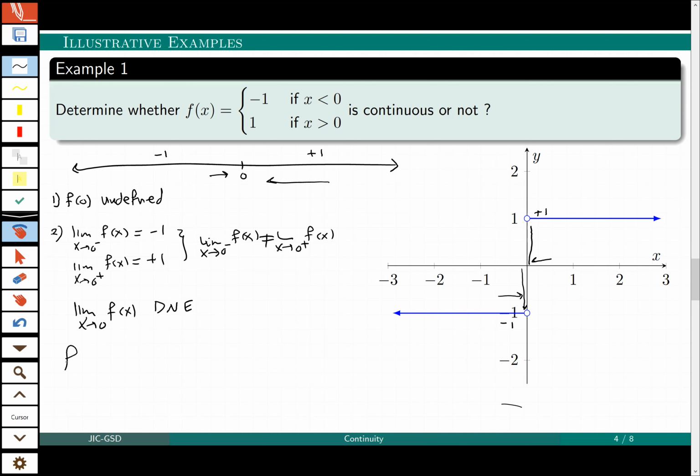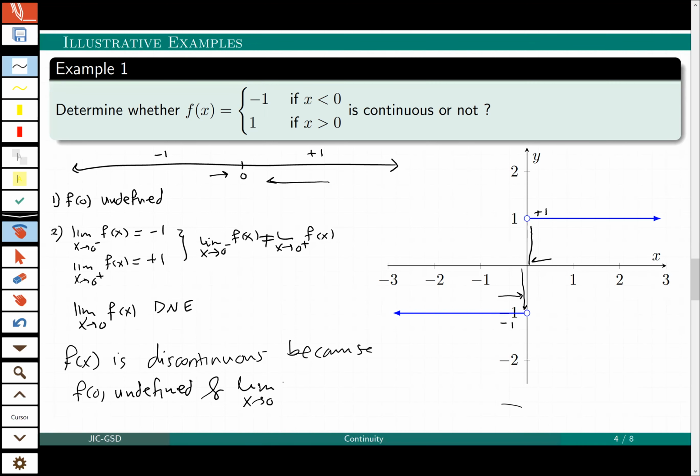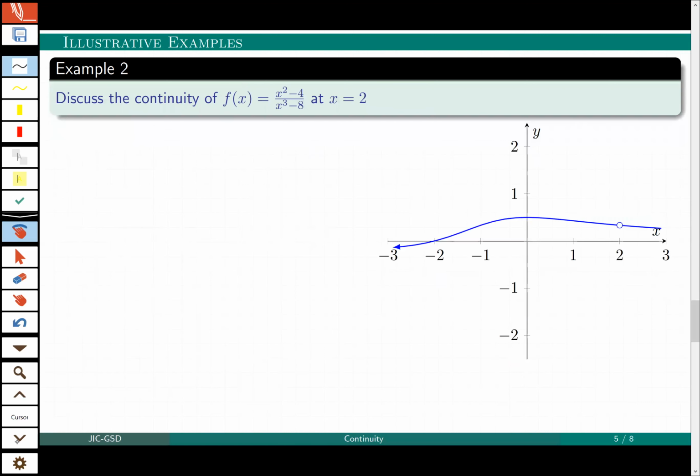So we will say f of x is discontinuous because both f at 0 is undefined and the limit when x goes to 0 does not exist. So of course we did not satisfy any condition, so it is discontinuous.